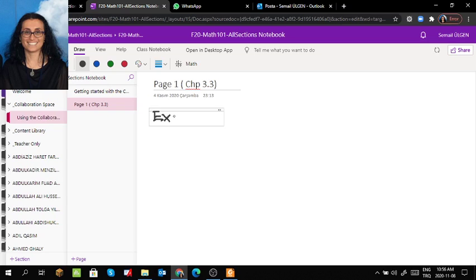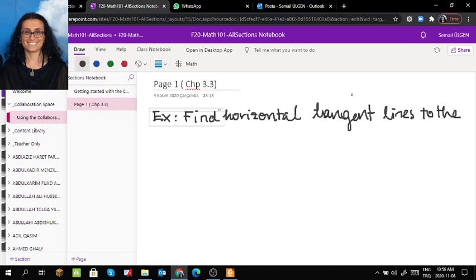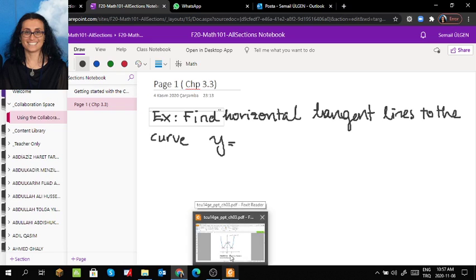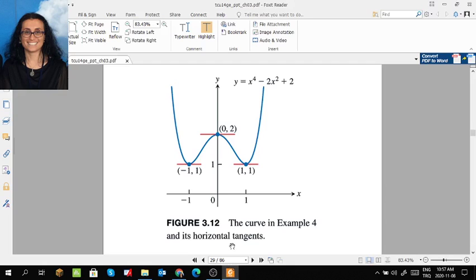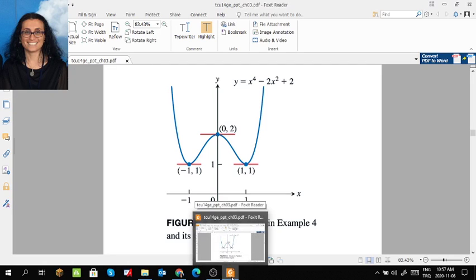The example that we were doing. Find horizontal tangent lines to the curve. I'm just changing the question a little bit, okay? To the curve y is equal to, let's get back to the question, x to the 4 minus 2x squared plus 2.